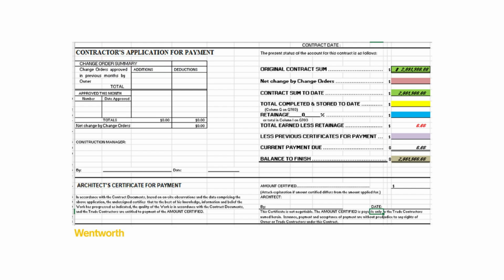And finally, carry over your balance to finish to the beige cell on the cover sheet. This value is the contract sum minus the total completed and stored to date. It shows how much work remains to be billed for the project. Once this section is filled out, your AIA application for payment is complete and ready for review.